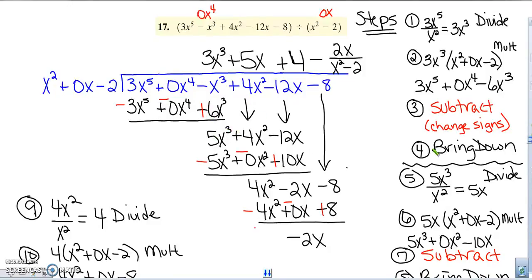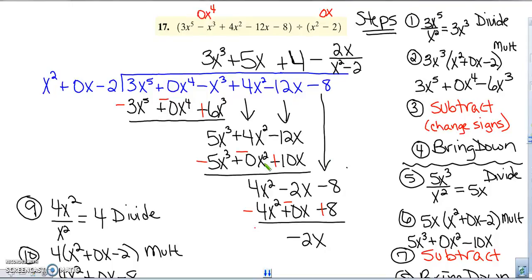The next step is to bring down. Well, we bring down the next term, but remember, when we get ready to do our multiplication and so forth, we're going to end up with 3 terms underneath here that we need to subtract. We would have had that, but 2 of them canceled out. So we're going to go ahead and bring down another term.